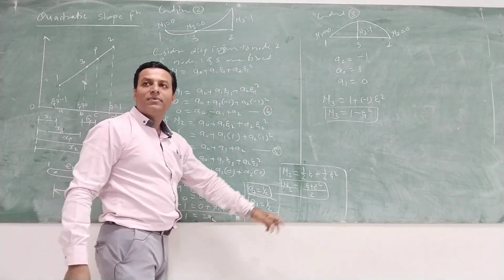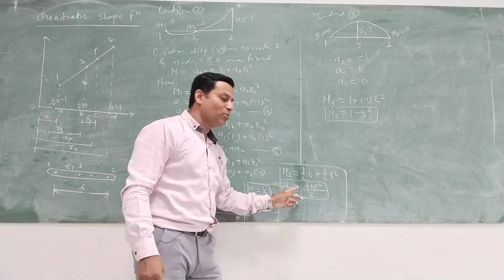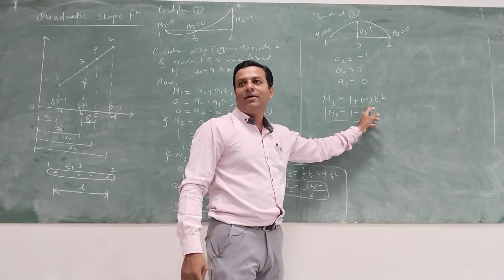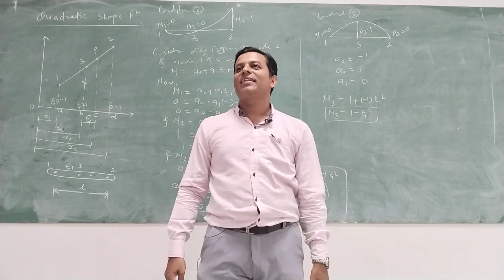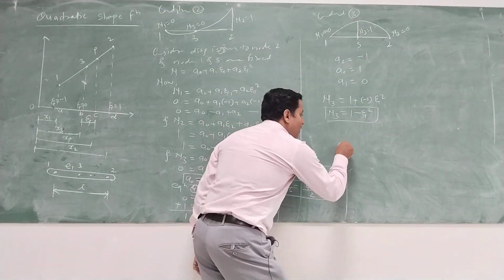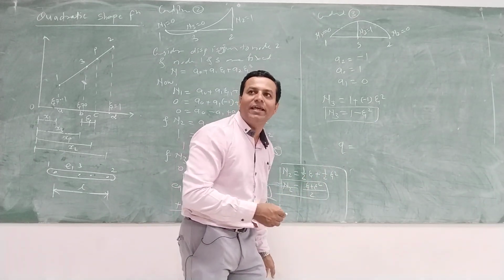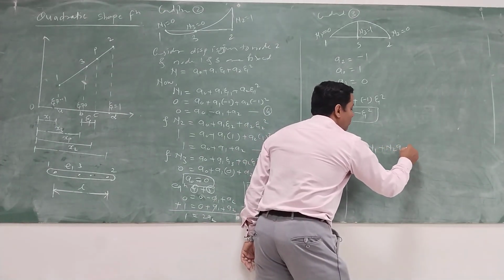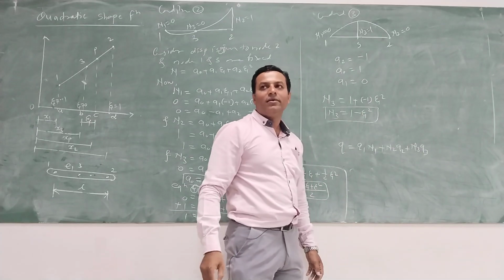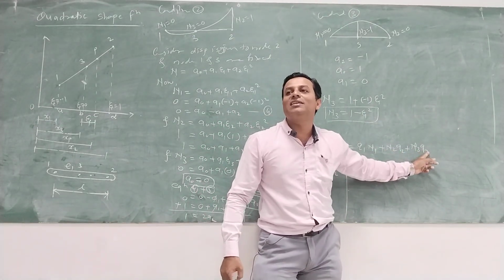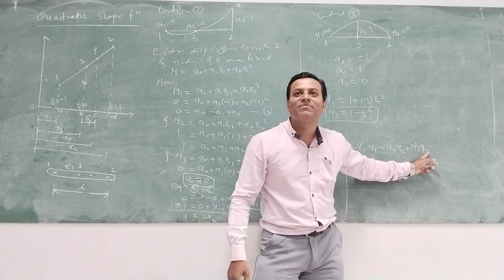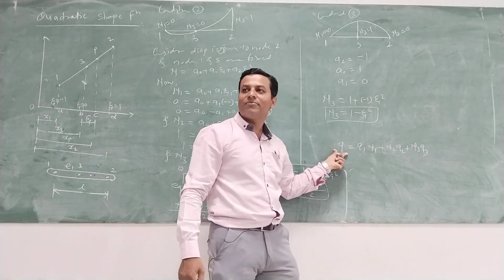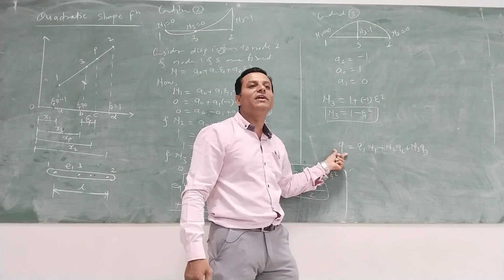So n1 is zeta square minus zeta by 2, n2 is zeta square plus zeta divided by 2, and n3 is 1 minus zeta square. And if you know all the 3 equations, then our main equation of displacement of an intermediate point is q is equal to n1 q1 plus n2 q2 plus n3 q3. Q1, Q2, Q3 are the nodal displacements that you can determine by using the stiffness matrix. N1, N2, N3 you can determine by using this formula. If I put all the values, you will get q, meaning the displacement of the intermediate point.